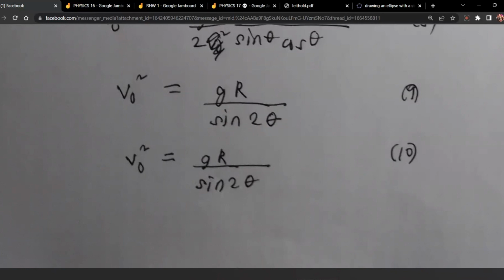Sine of 2 theta is a maximum when theta is equal to 45 degrees. So, it matches our intuition about the maximum range of a projectile and what angle it should be at. Actually, it's not intuition. In my case, it matches my intuition because I've seen this before. But that's the result. If you want to maximize the range, assuming no air resistance, 45 degrees is the angle.